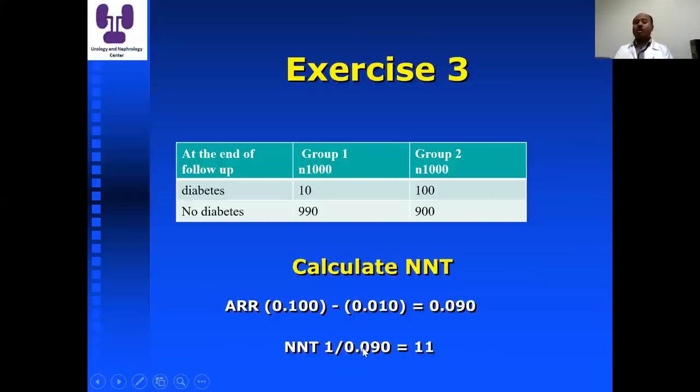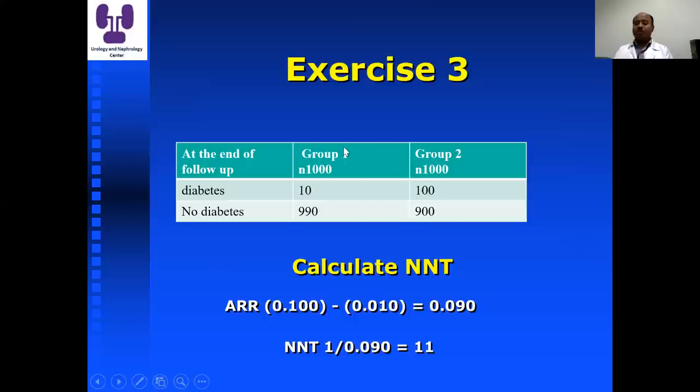divided by absolute risk reduction equal 11. So for each 11 patients treated, one patient will have the benefit. The lower the number needed to treat, the better the performance of the drug under assessment. So this is how we calculate number needed to treat.